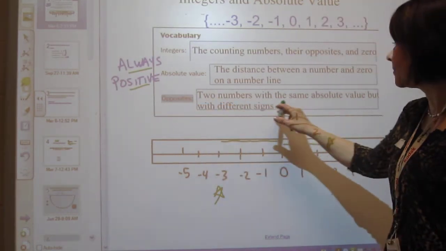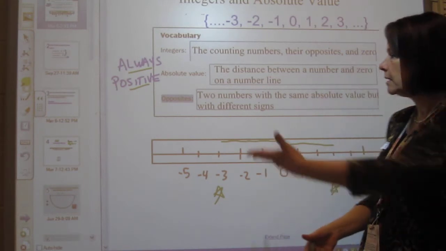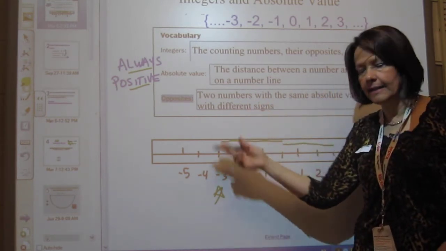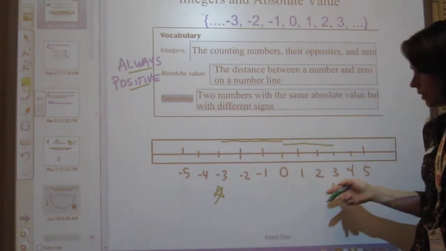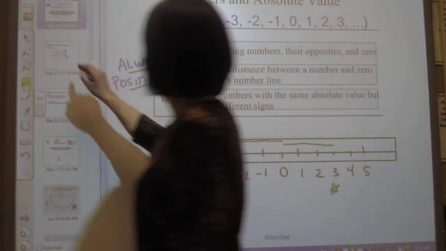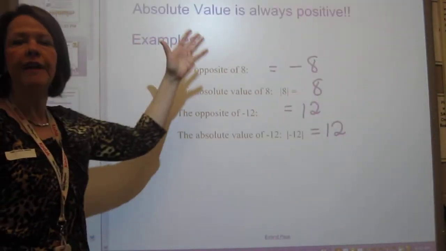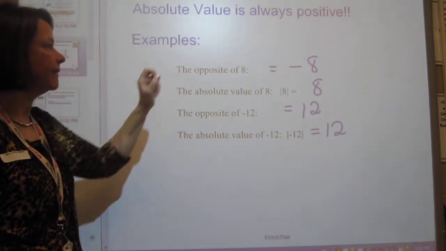Opposites: two numbers with the same absolute value, but with different signs. So just as I showed right here, 3 and -3 are opposites. Absolute value is always positive.